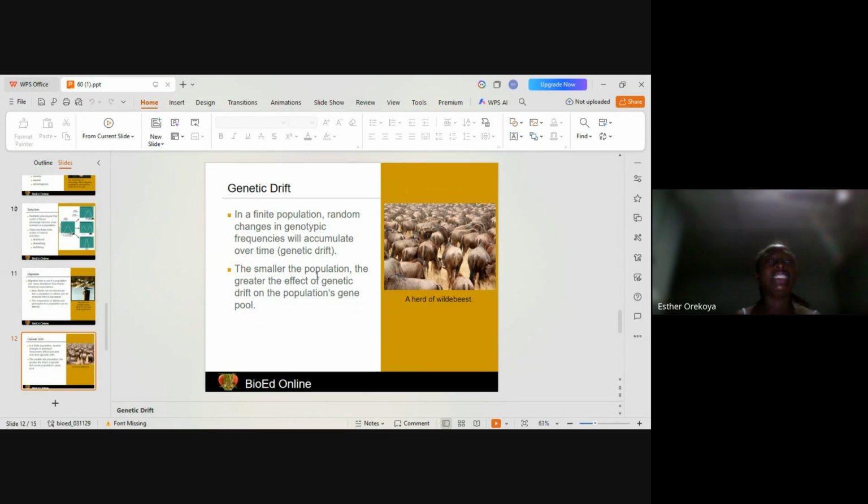Then we have genetic drift. In a finite population, random changes in genotypic frequencies will accumulate over time. And this is called genetic drift. So the smaller the population, the greater the effect of genetic drift on the population's gene pool.